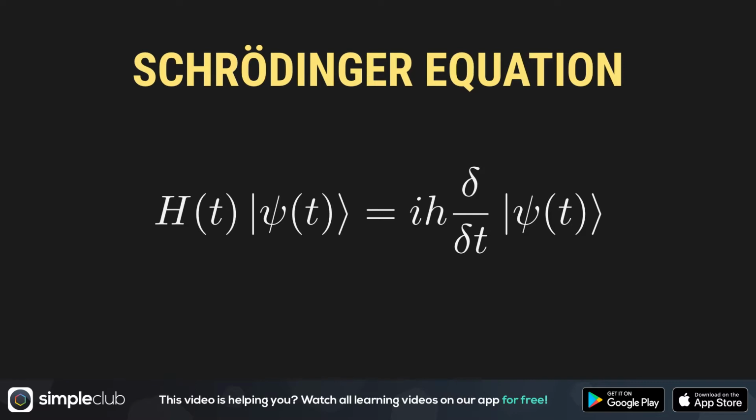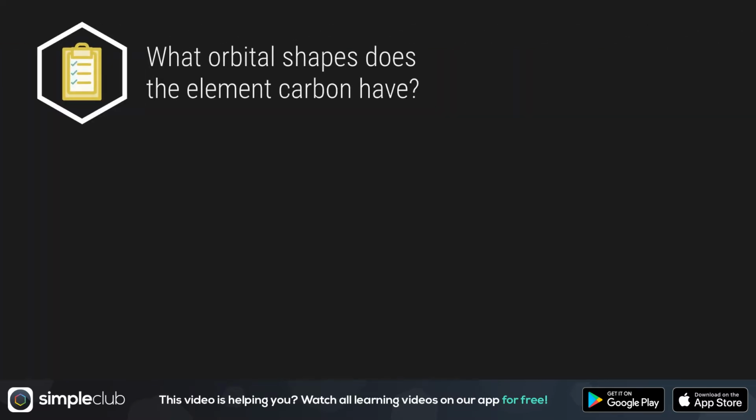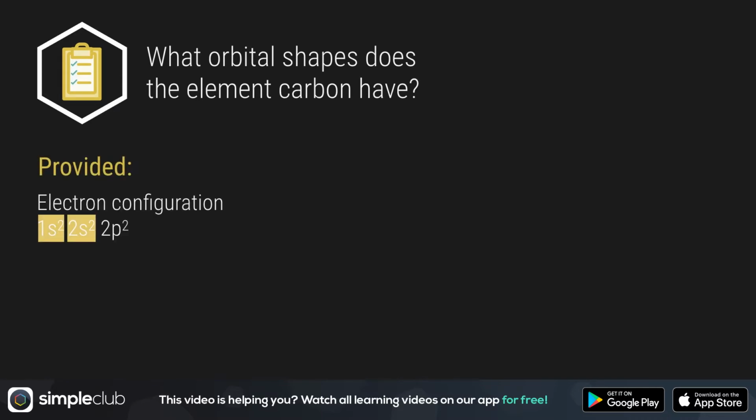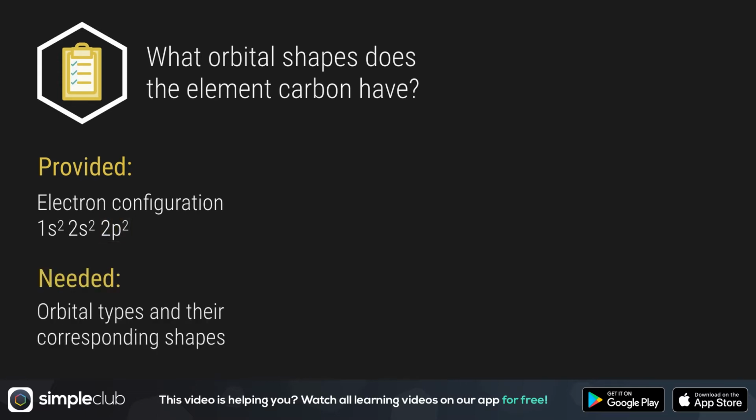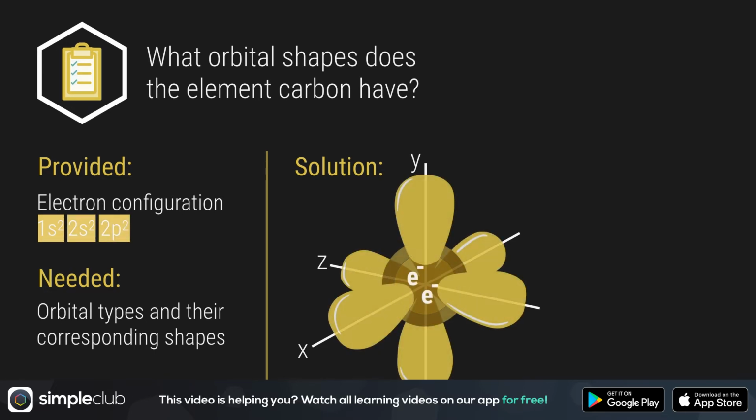To make this a bit easier to understand, it's best we look at an example. Let's take the element carbon from the fourth major group. Carbon has the electron configuration 1s², 2s² and 2p². Now we're interested in knowing which orbital shapes actually make up carbon. For this, we'll take a closer look at the electron configuration. It indicates that carbon is a combination of the spherical s and the dumbbell-shaped p orbitals. And that's really it for the orbital types.